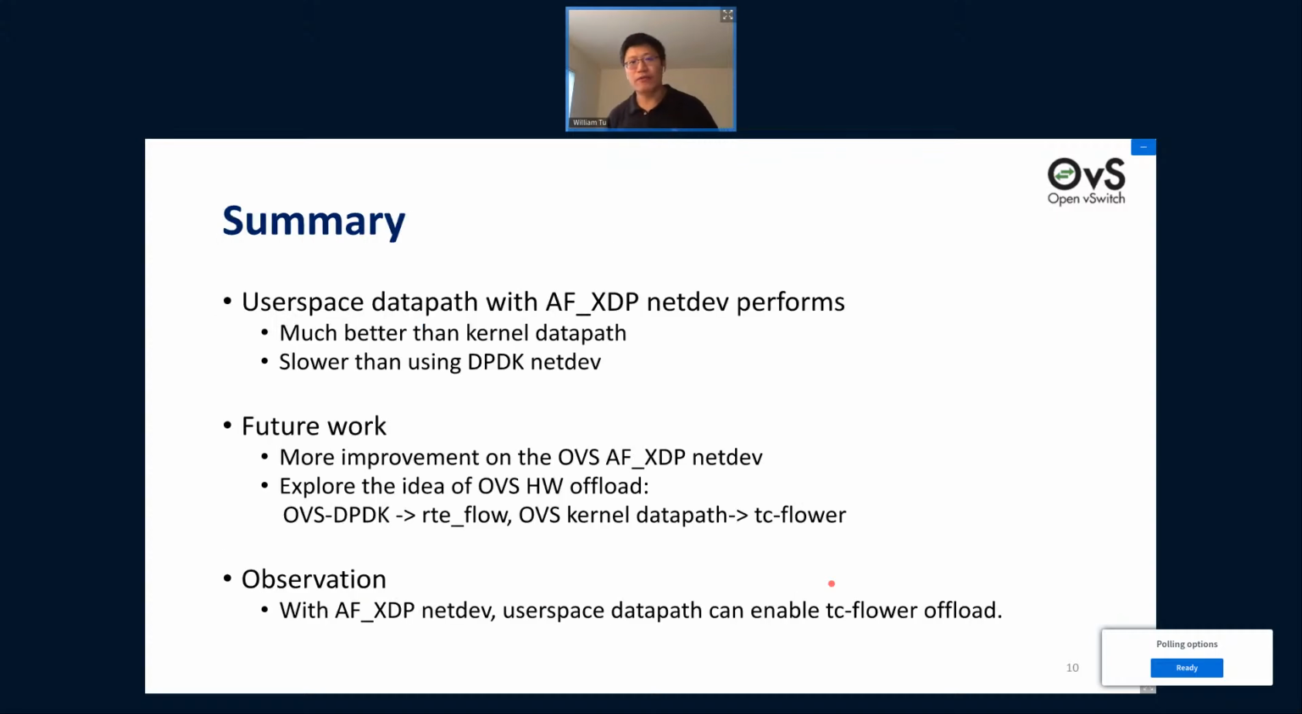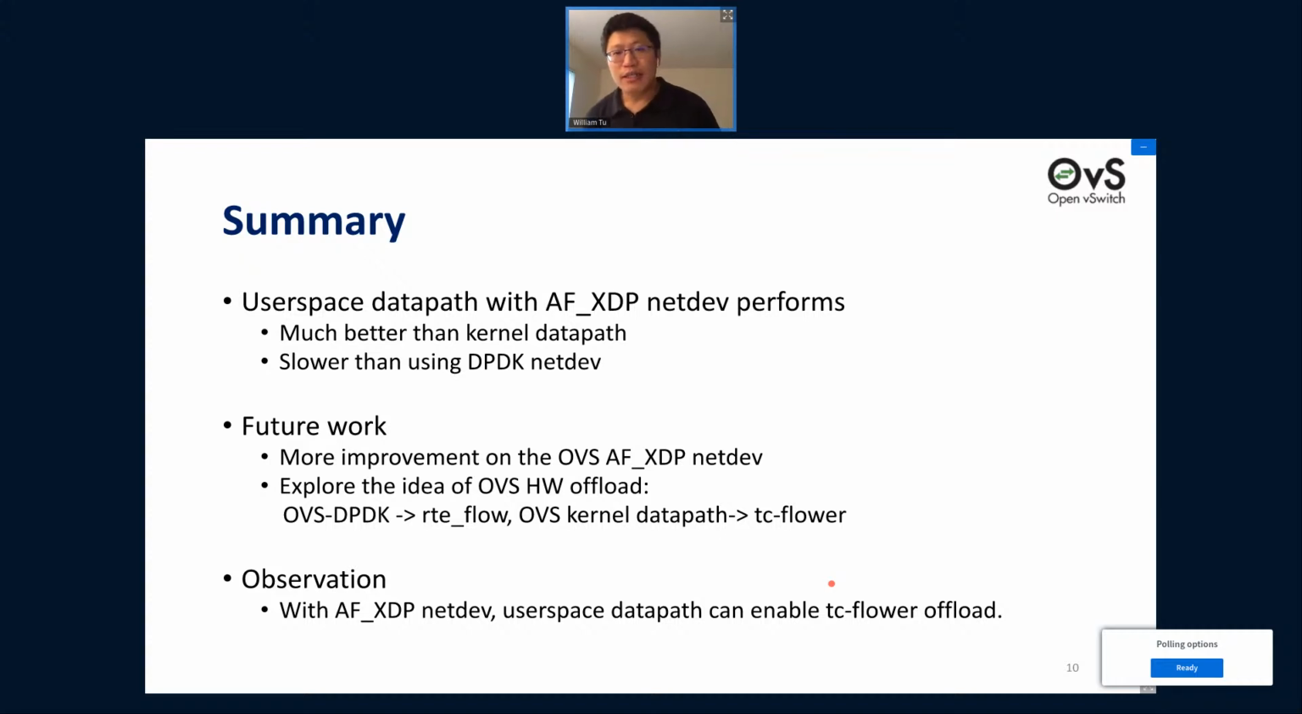So the takeaway from this quick experiment is that today on the OVS side, the user space data path with AF_XDP has much better performance than the kernel data path, but it's still slower than the OVS DPDK case. So for the future, we are planning to add more improvements to OVS AF_XDP, but to get better performance, we are also thinking about hardware flow offload.